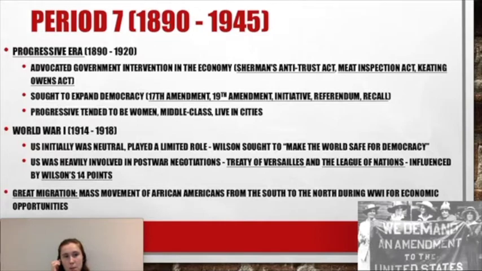Now, during this time period, we also have the Great Migration, which is a mass movement. This is during World War I and during the 20s, a mass migration of African Americans out of the South into the North, in particular northern urban areas, to try to seek better jobs, better living conditions, more rights, basically try to better themselves and their future descendants.